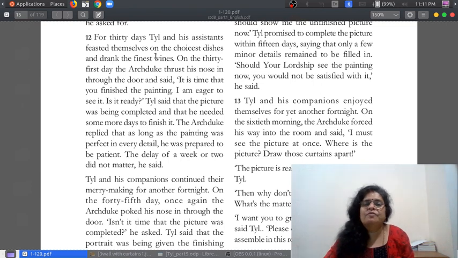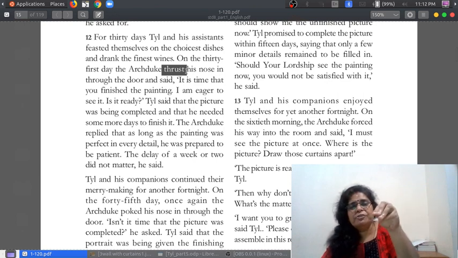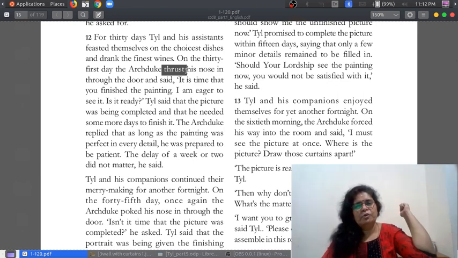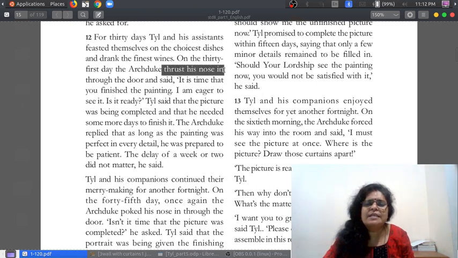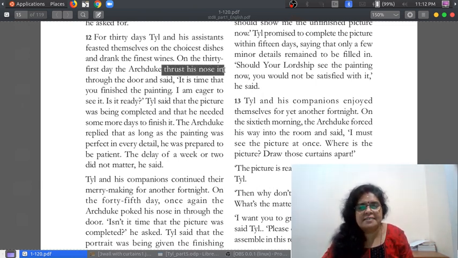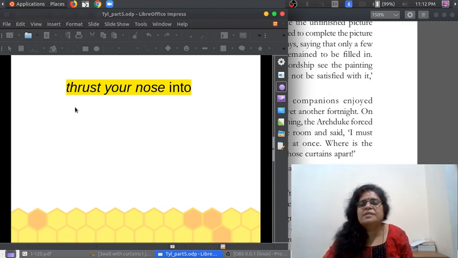Very good. Wines. On the 31st day, the Archduke thrust his nose in through the door and said, thrust. What do you mean by thrust? Put into forcefully. But what do you mean by thrust his nose in? It's a phrase. Thrust nose into. Listen, I will show you. Thrust your nose into. It's a phrase.